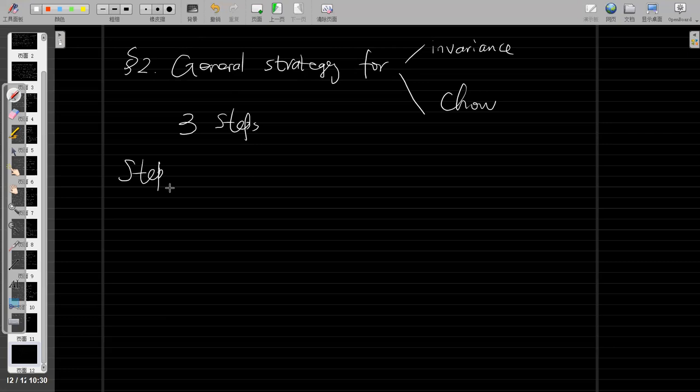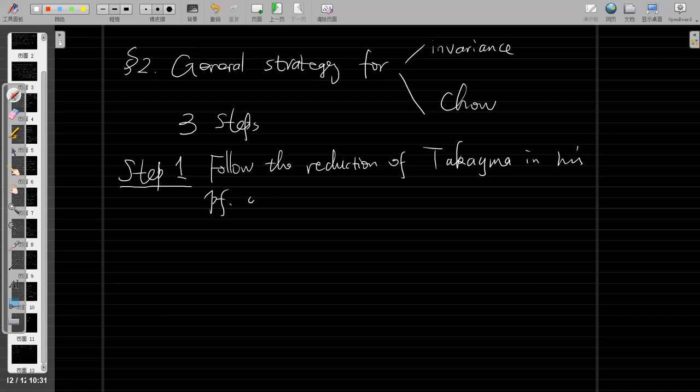Okay. For the first step, we follow that reduction of Takayama in his proof of lower semi-continuity.